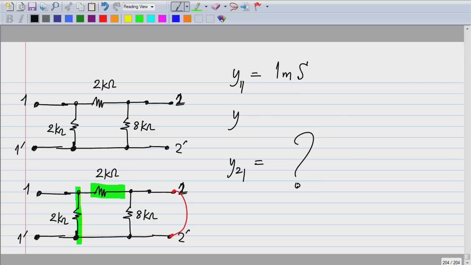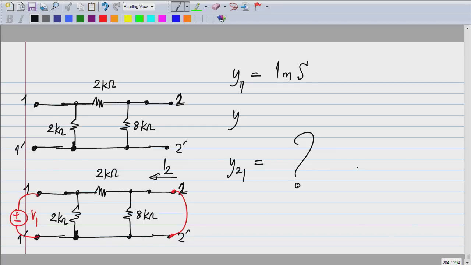Okay, I think a couple of you gave the right answer immediately. It's 1 millisiemens again. But one of you has said it is 1.6 millisiemens. I'm not sure how you got it, but that is not correct. Because if I apply V1 here, now what I have to measure is, first of all, the current I2 measured in this direction. So, keeping this in mind, please give me the correct answer.